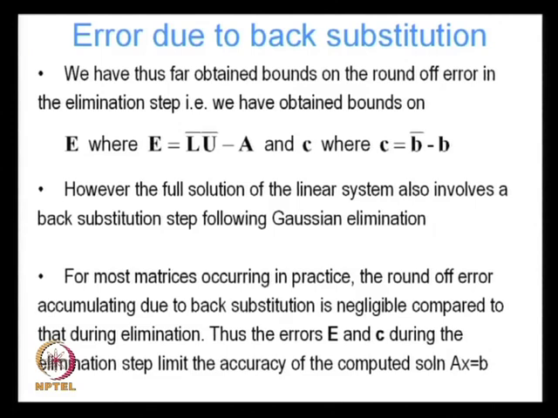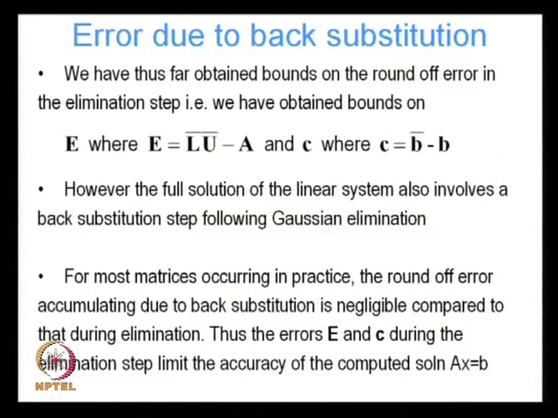However, the full solution of the linear system also involves a back substitution following Gaussian elimination. So, this is the bound on the errors due to Gaussian elimination. There will be additional errors due to back substitution, which follows Gaussian elimination. However, for most matrices that occur in practice, the round off error due to back substitution is negligible compared to the round off error due to Gaussian elimination.